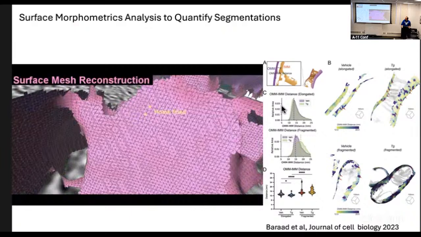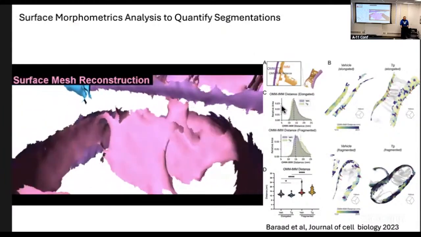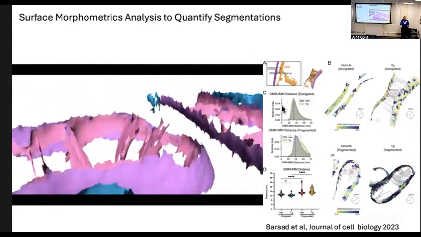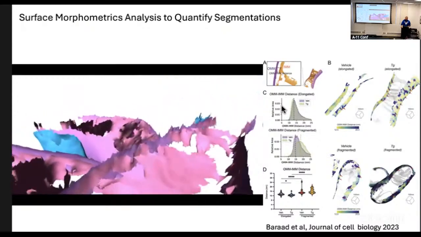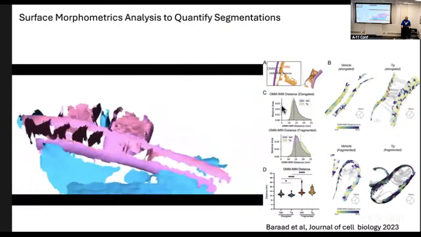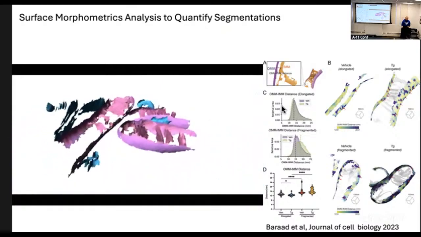One of the pipelines you can actually use is Surface Morphometrics. This is written by Ben Barad. It's actually very useful. One of the caveats is that once you get the segmentation, you have to make sure that what you want to look at is separated or labeled differently, let's say like inner and outer membranes of mitochondria. But this is actually a pretty useful pipeline.